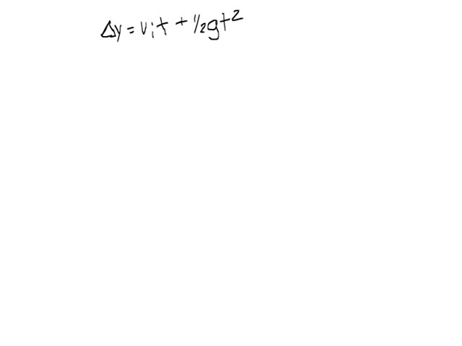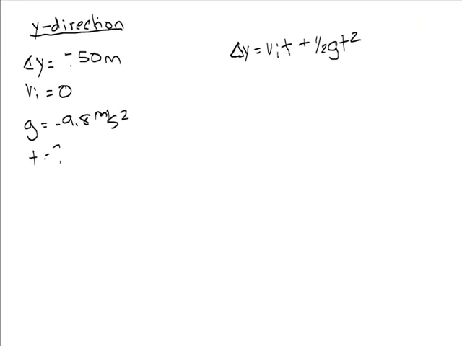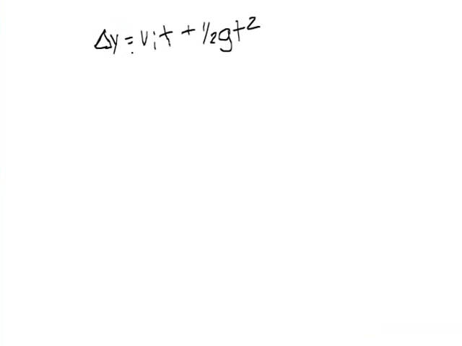First, let's list what we know in the y direction of motion. We know that it falls negative 50 meters. We know that it starts from rest. And we know that gravity is negative 9.8 meters per second squared. We're looking for the time that it's in the air. The appropriate motion equation to use is delta y equals ViT plus 1/2 gT squared.